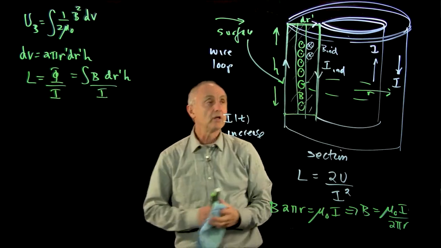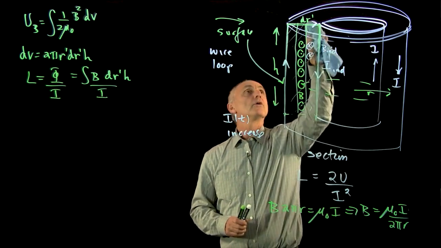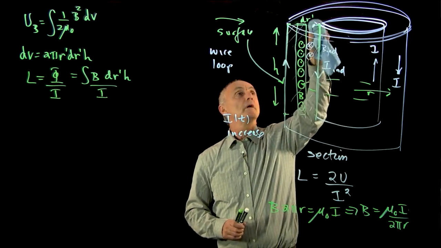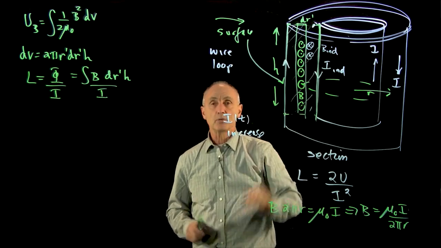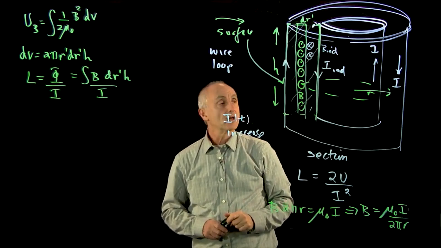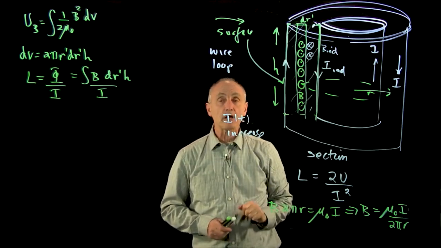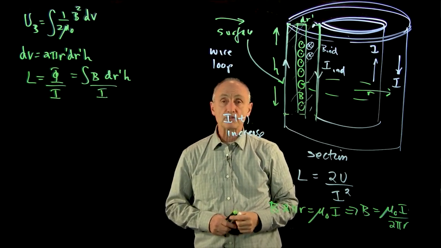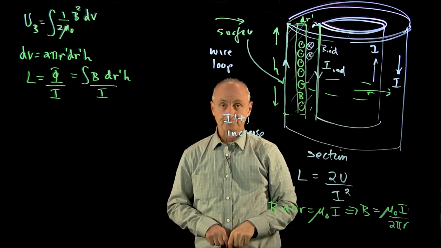Now, in a real coaxial cable where there's no loop, then all we're going to develop is an electromotive force between these two sides. Because when the current increases, the change in magnetic flux creates an electromotive force, but it doesn't have a current path to establish itself.